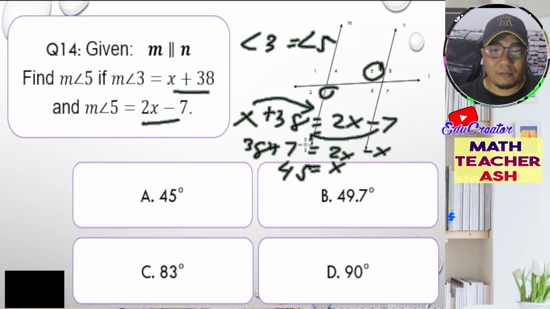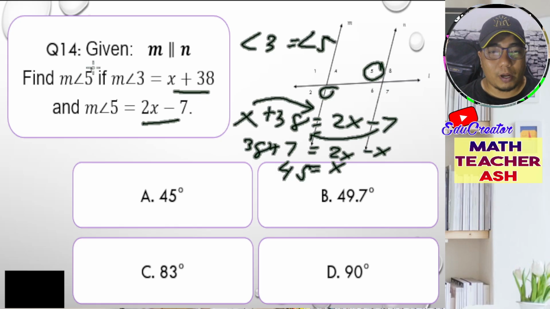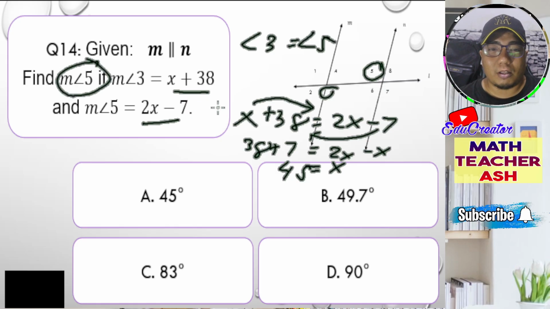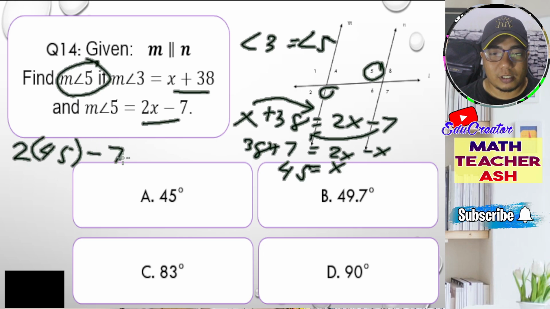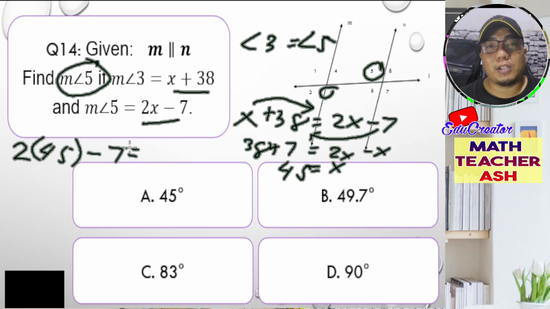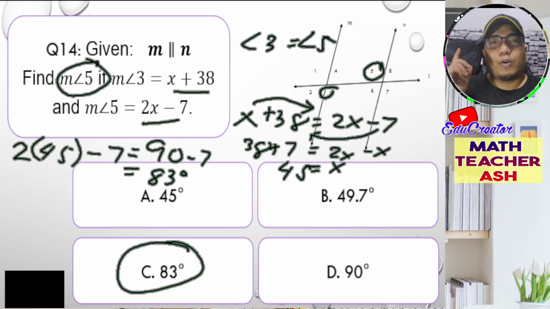However, this 45 here is not the answer for our problem, because the problem is asking for the measurement of angle 5, and the measurement of angle 5 is given as 2x minus 7. So that is 45 times 2, because our x is 45, and then we just copy the minus 7. By doing so, 2 times 45 is 90, minus 7. So 90 minus 7, the answer is 83 degrees. And this is the correct answer for our problem.